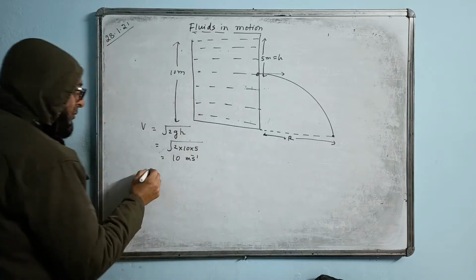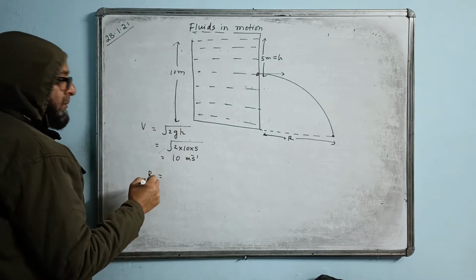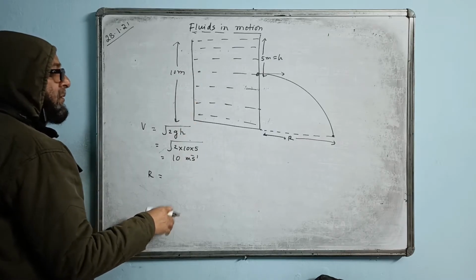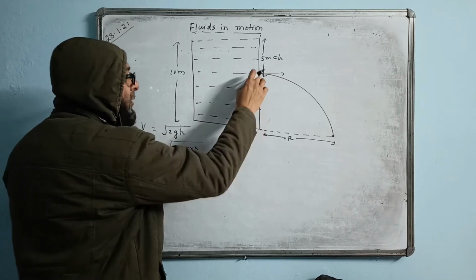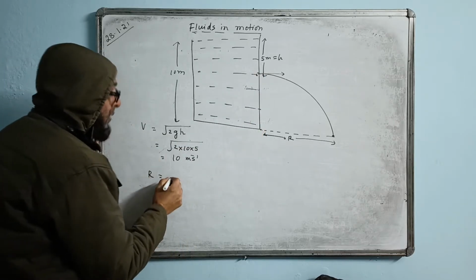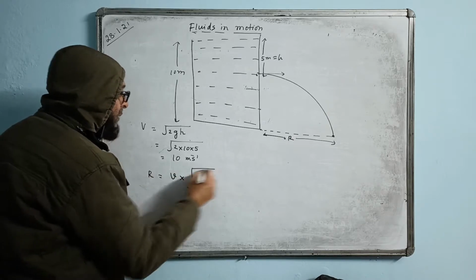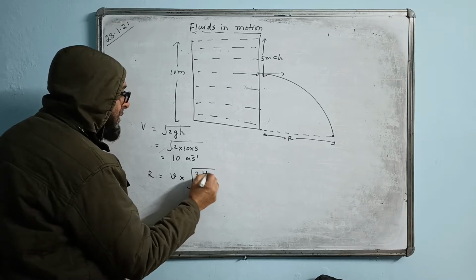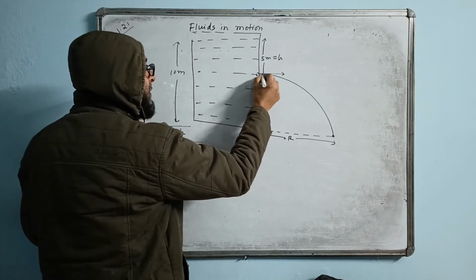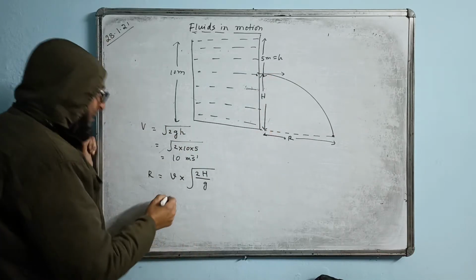Horizontal range. The range formula, if you remember, is like this. First we find the time of fall, which depends on how much height it is falling. So here we write range is equal to velocity, speed, into time. The time value will become 2 into h by g, under a root. What is h? h is this height.